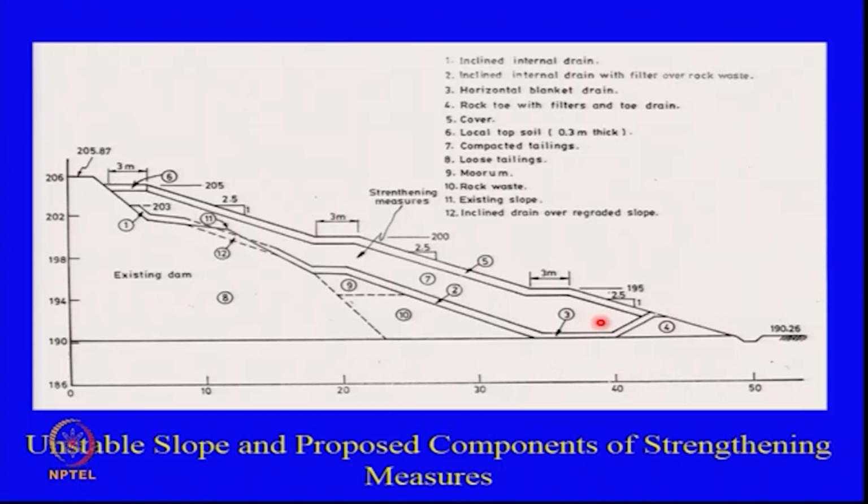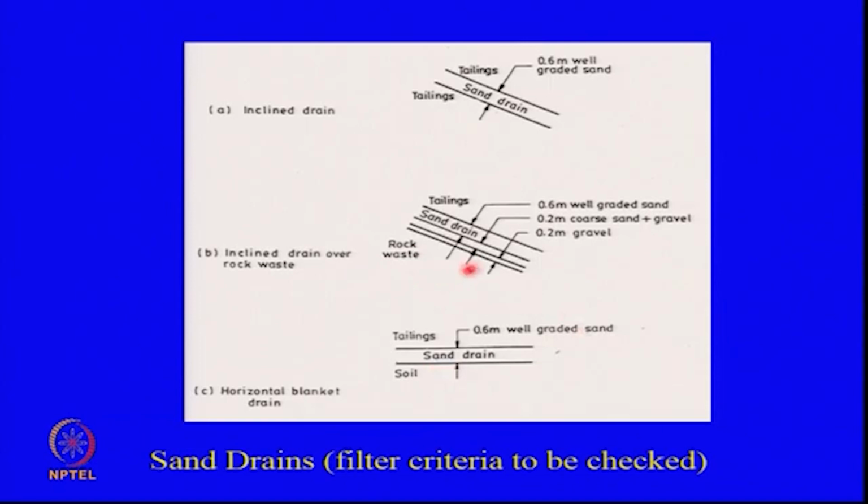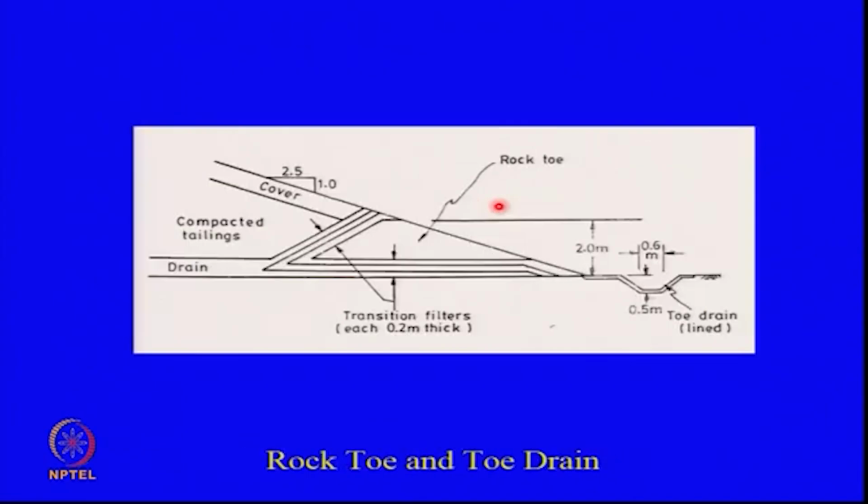It was made with tailings. So therefore, if I go back, I had the rock waste, then the gravel, then the coarse sand plus gravel, then the sand, and then the tailings on top. So that is the way in which we constructed that interceptor drain on the downstream face. And then we had the rock toe, the sand drain, and this is the rock toe, cobbles and boulders, and here you have from the sand to the coarse sand to the gravel to the cobbles and boulders.